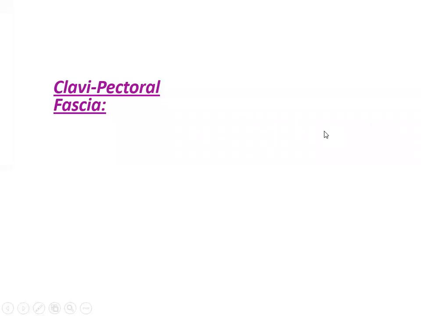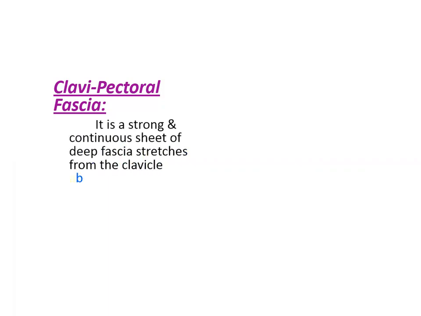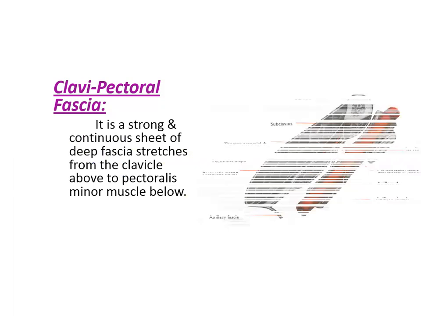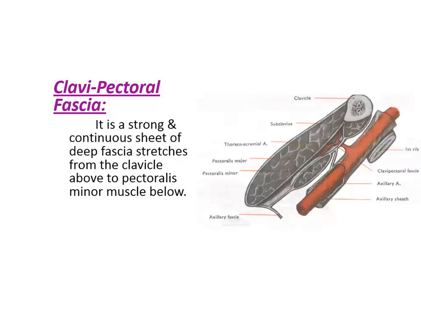Now we'll try to discuss what exactly there is a fascia called the clavipectoral fascia. So what is this fascia and what's the importance? It's a strong and continuous sheet of deep fascia which stretches from the clavicle above to the pectoralis minor muscle below. If you see here, deep to the pectoralis major muscle, there is a fascia again that is called the clavipectoral fascia.